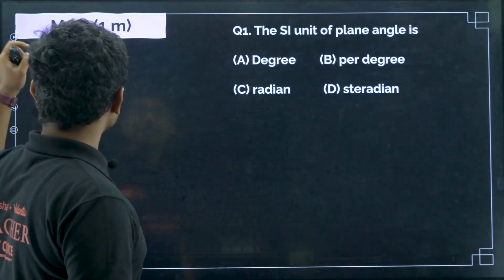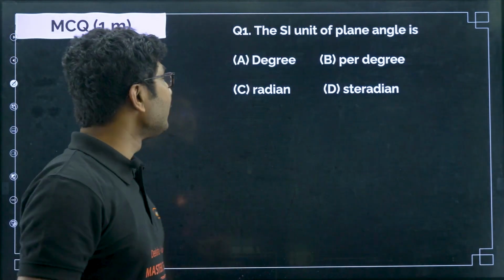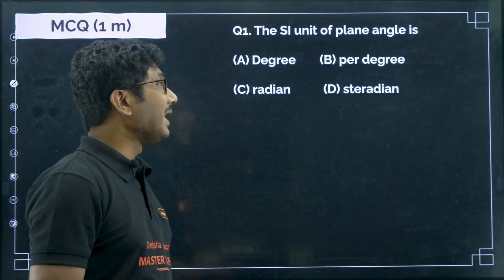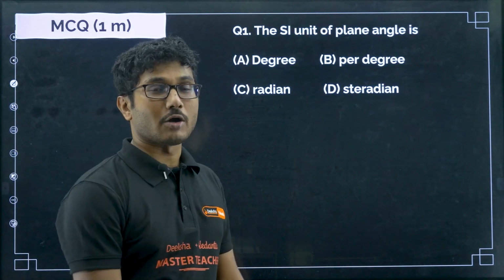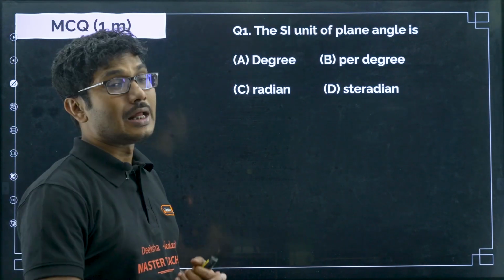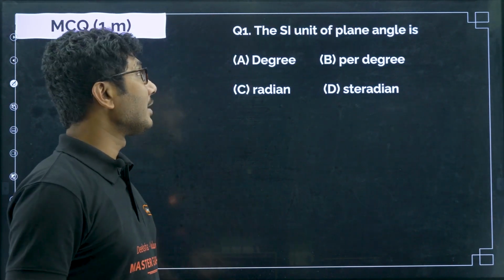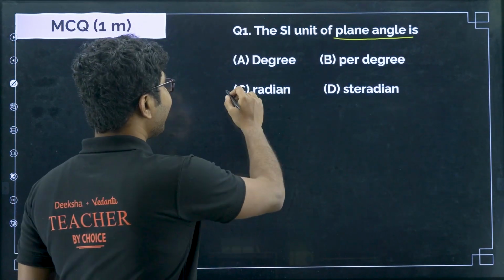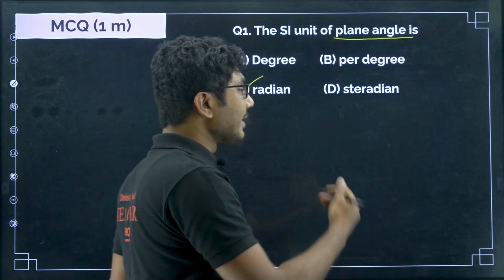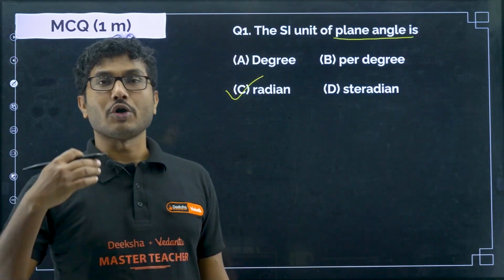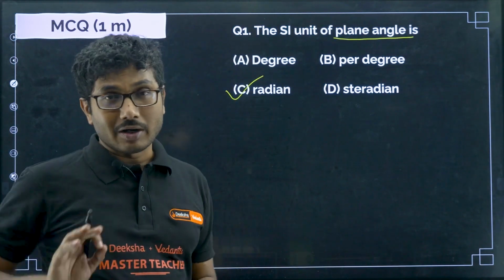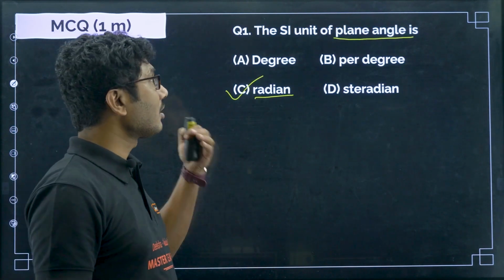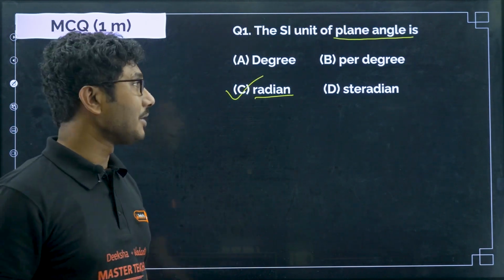First is obviously the MCQ session. Now let's look into the first question. The SI unit of plane angle is... the first part of 15 questions are MCQs, and many students struggle in the MCQs, so you have to be careful. The SI unit of plane angle is basically radian. Steradian is the SI unit for solid angles. Degree and per degree are not SI units; only radian is the SI unit for plane angle, and steradian is the SI unit for solid angle.